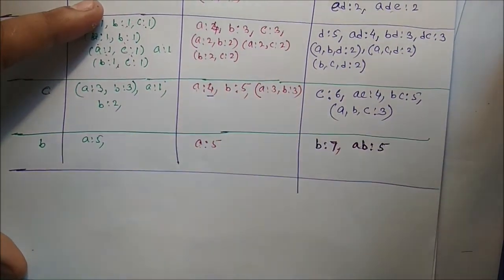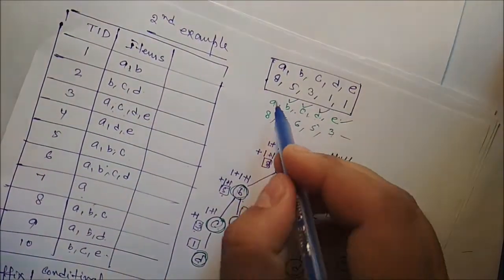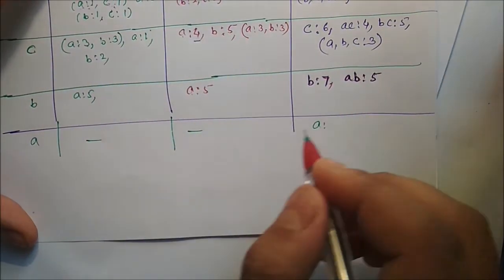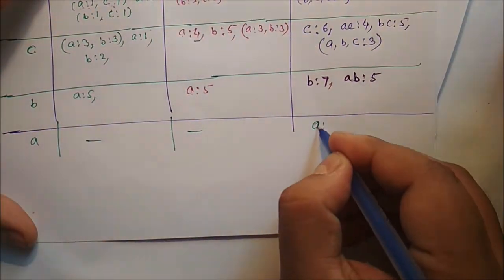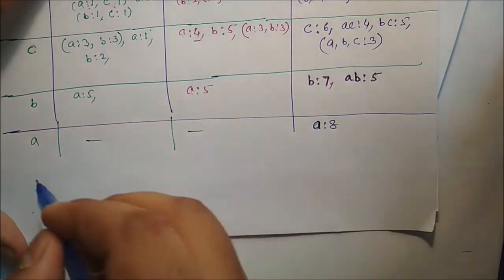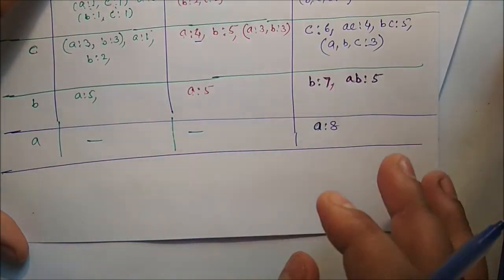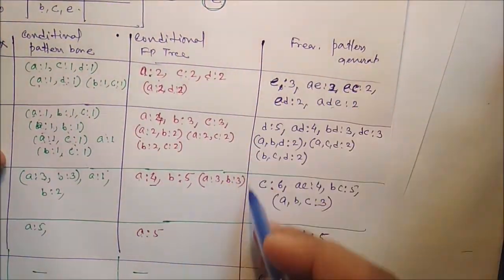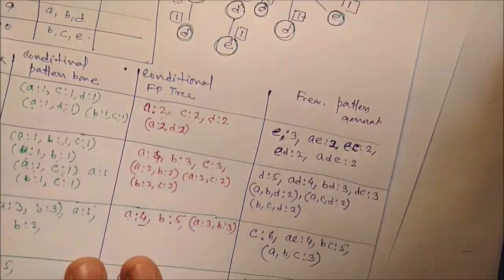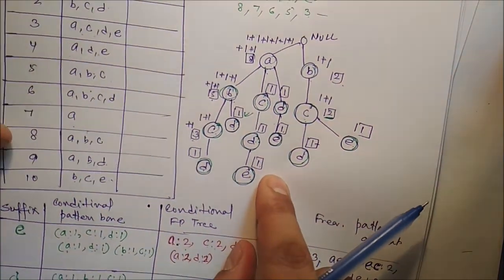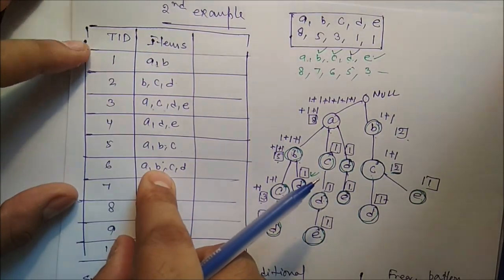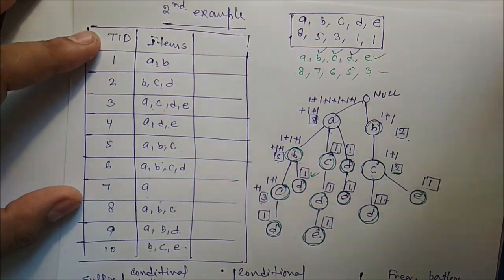And finally, final item is what? A. So for this A, it is 8 times. So A 8 times. Okay. So these are the frequent itemsets. Okay. And this is called FP tree, and we can construct this FP tree with the help of this transaction data. And that is the end of this particular video. Thank you very much.